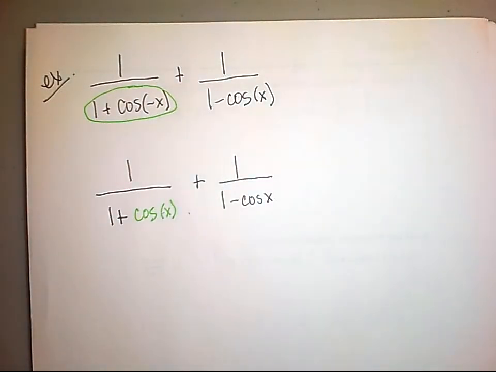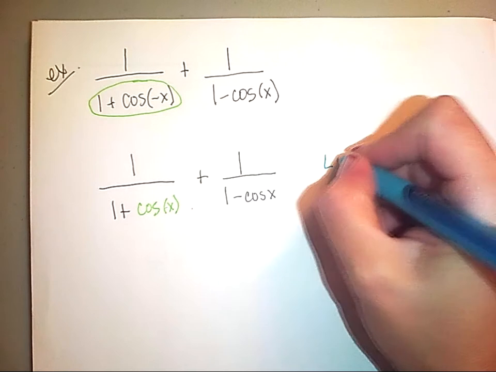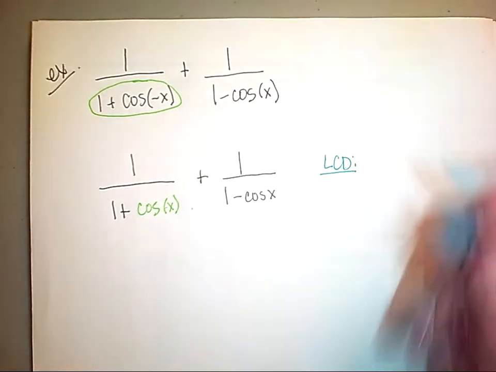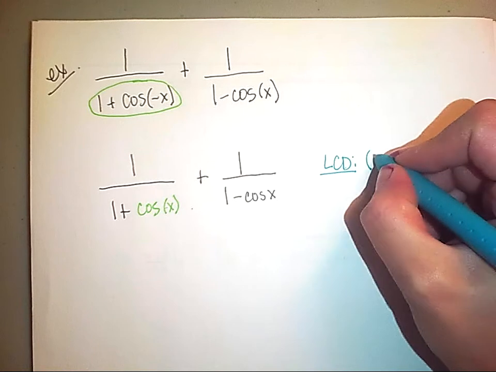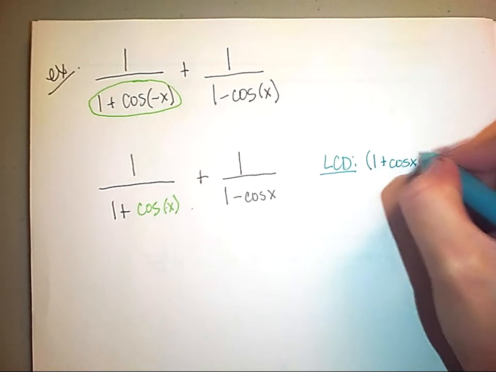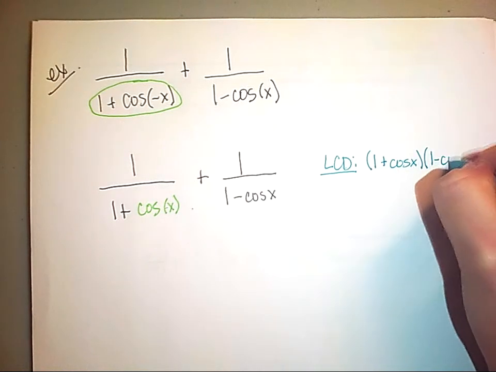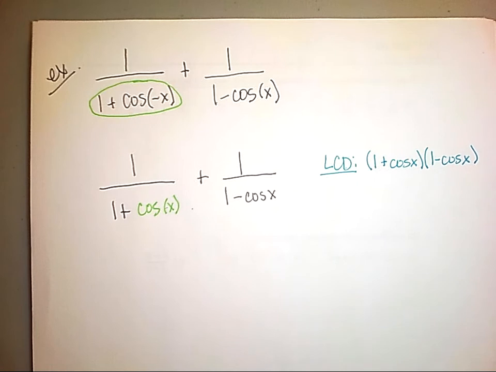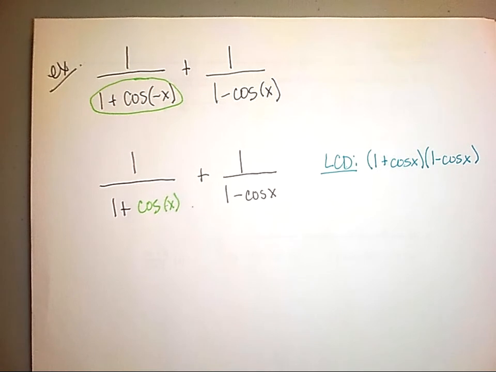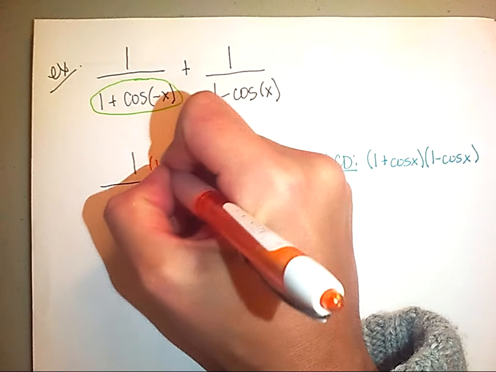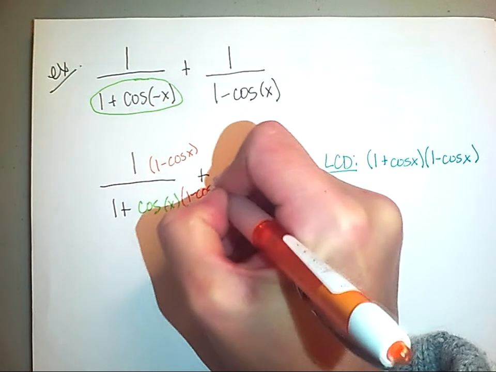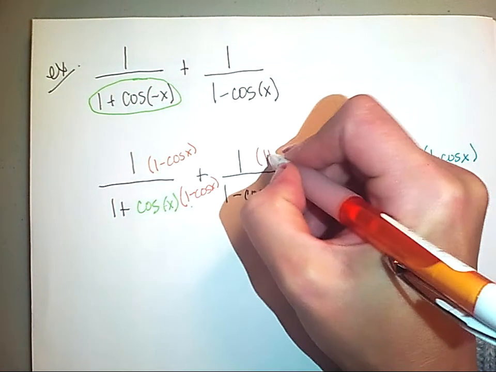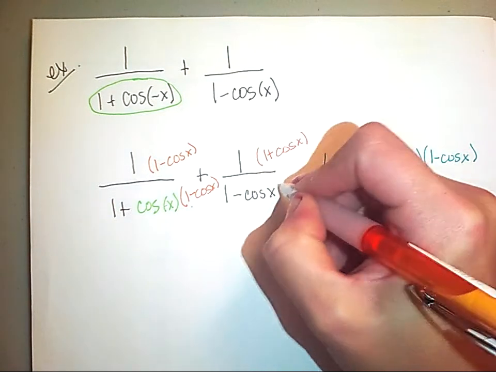Okay. Well, if we're going to do this, to add fractions, we need a least common denominator. And in this case, it's the multiplication of the two. So I take the first one, 1 plus the cosine of x, and I multiply that by 1 minus the cosine of x. Okay? This is going to be the least common denominator. Which means over here, I need the 1 minus the cosine of x. And over here, I need the 1 plus the cosine of x.